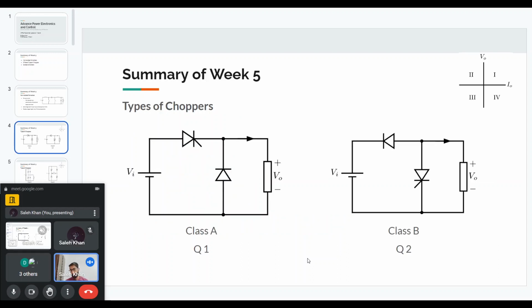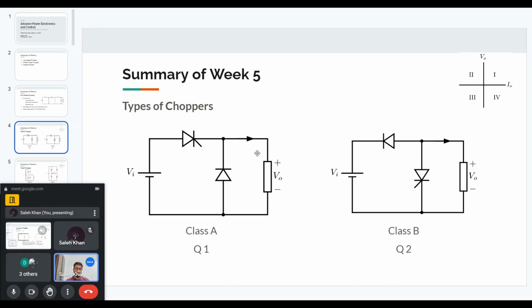So choppers are basically non-isolated converters for high power rating where we use thyristors as the main switch, thyristors or GTOs. There are different types of choppers, and this classification is based on in which quadrants the load can operate. For example, if we have the output voltage as the y-axis and output current as the x-axis, we can have four possible quadrants of operation.